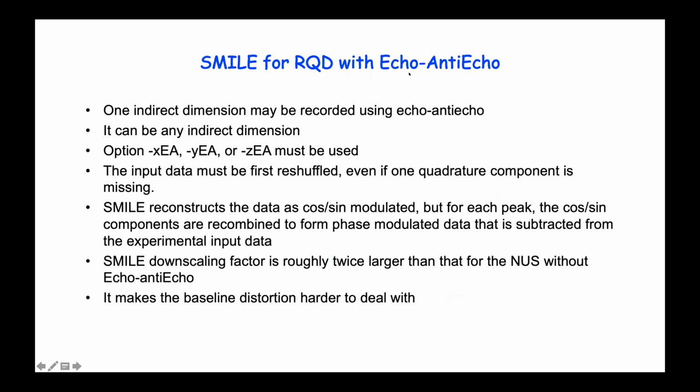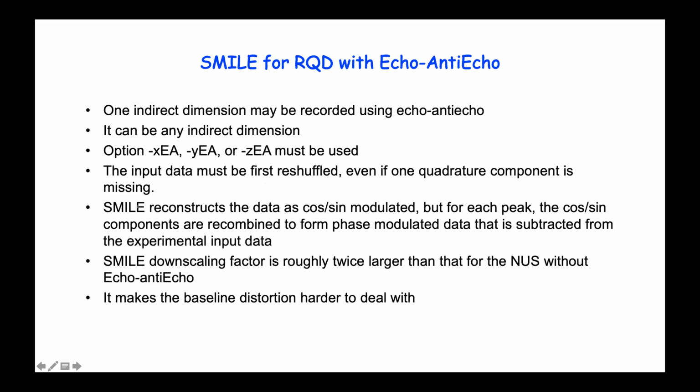And to use that for this kind of data set, what you need is really just to tell which dimension is echo anti-echo, using dash XEA, depending on which indirect dimension. For now, the direct dimension was a partial component of echo anti-echo, but it could be any indirect dimension, okay? And whenever data is processed before SMILE, it has to be reshuffled. Even though the echo or anti-echo is missing, you still reshuffle them.